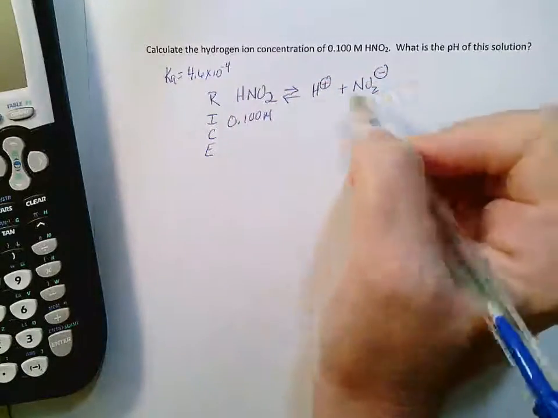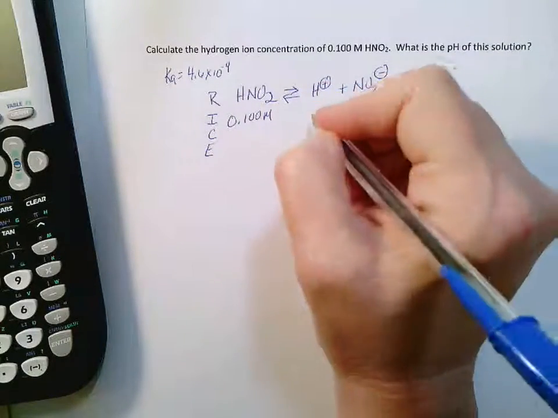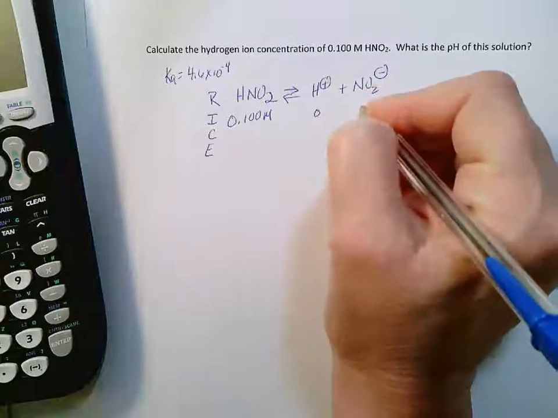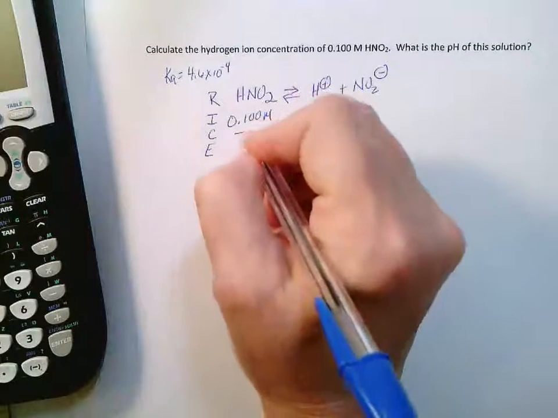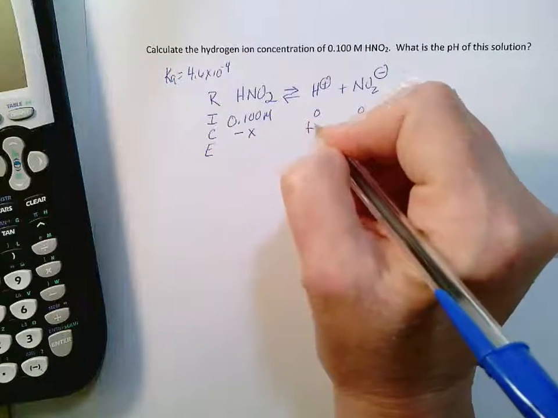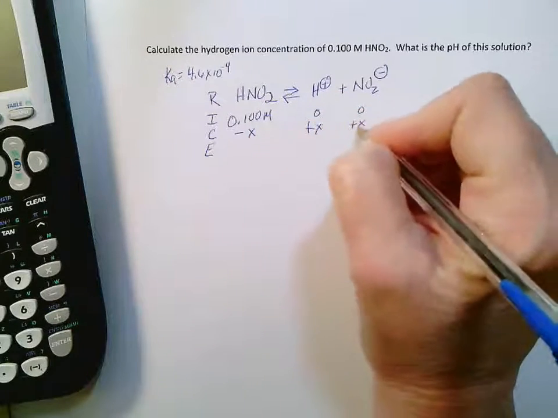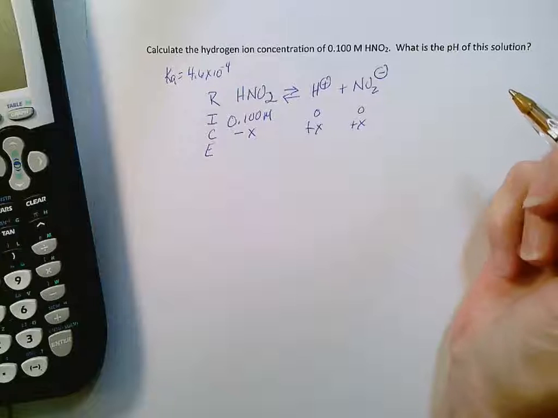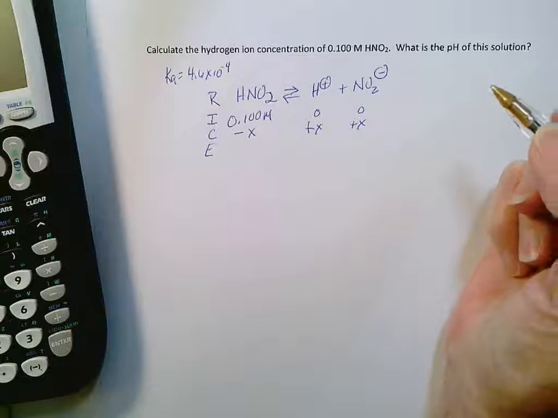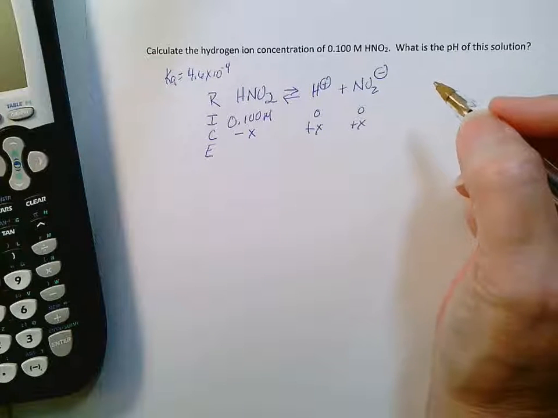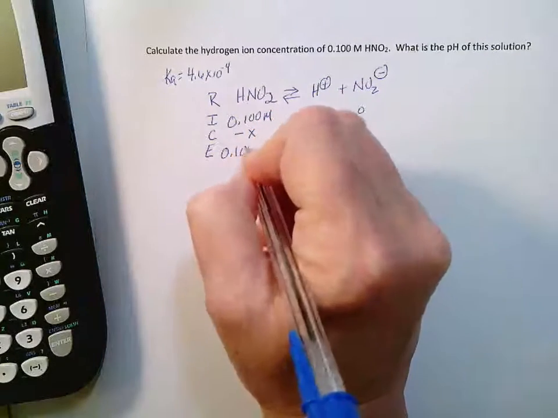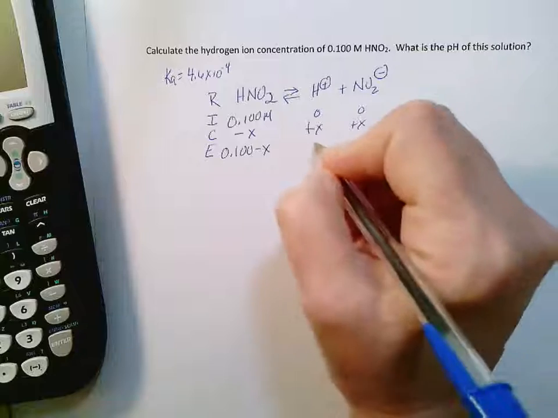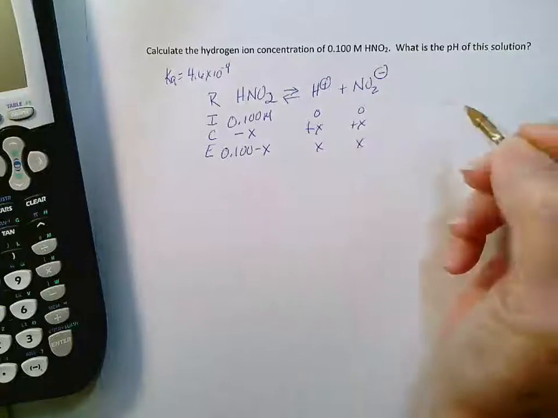I'm going to use ICE or RICE if you prefer. And my reaction is balanced. Here's my initial concentration, and this is when I first mix them together, and I'll have nothing of those two. Then I'll lose X here, I'll gain X here, and I'll gain X here. And this is just a special case of equilibrium. It happens to do with acid-base dissociations. And so this would be 0.100 minus X, this would be X, and this would be X.